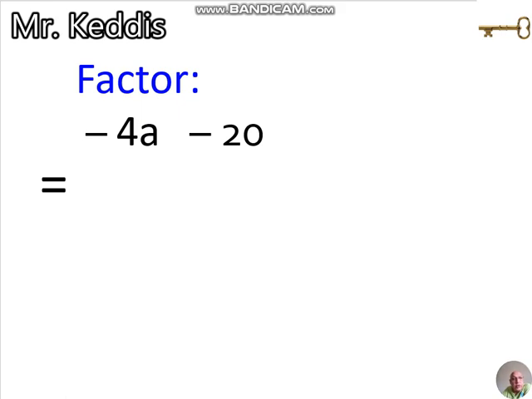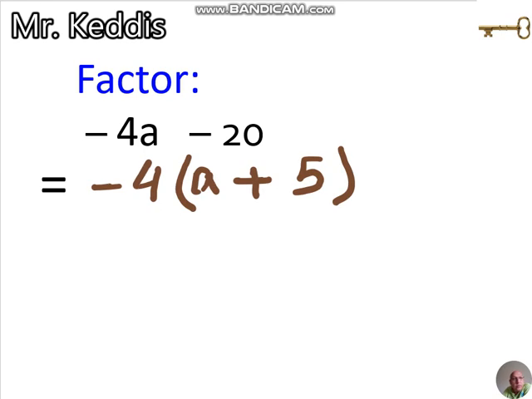We need to factor negative 4a minus 20. I take negative 4 as the common factor, because the greatest common factor of 4 and 20 is 4. Negative 4 times what? You get negative 4a, means times a here. And negative times what? You get negative, negative times positive. And 4 times what? You get 20, that is 5. If we multiply negative 4 times a, I get the first term, negative 4a. And negative 4 times positive 5, I get negative, and 4 times 5, you get 20.